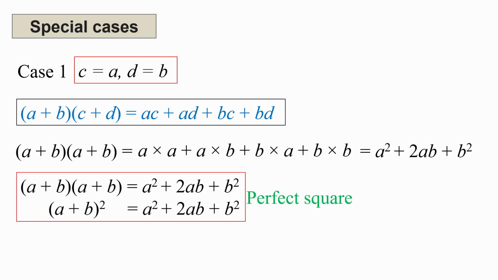When we have two brackets the same, that we are taking the product of, the expansion becomes A squared plus 2AB plus B squared. And another way of writing (A + B) times (A + B) is to write it as (A + B) squared. And that is called a perfect square. Can you see why? Because it represents the area of a square rather than the area of a rectangle, because both the length and the width are the same. In this case, A + B.